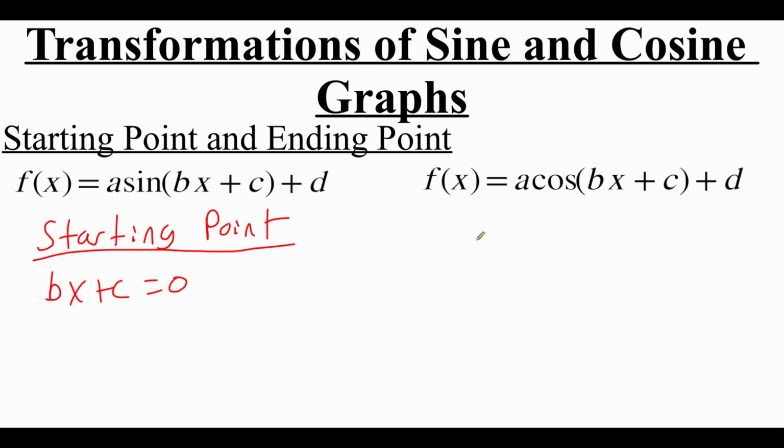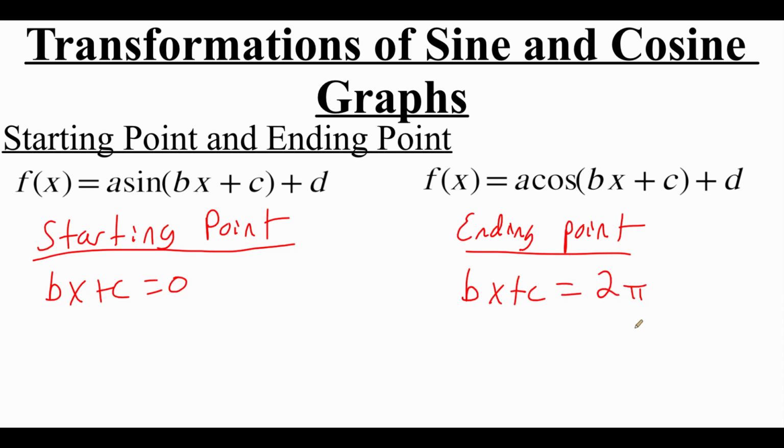Whatever x value we get is going to be the first x value that we use in our x and y table. Now, if we want to find our ending point, we work with the stuff inside of the parentheses, and it won't matter if it's a sine function or a cosine function. These rules hold true for both. We still use that bx plus c, but instead of setting it equal to 0, we set it equal to 2 pi. Then again, we solve to get x alone.